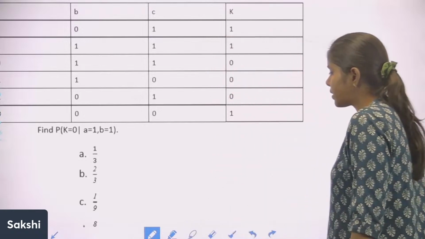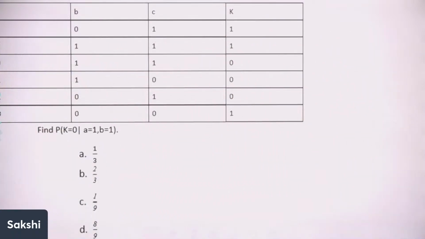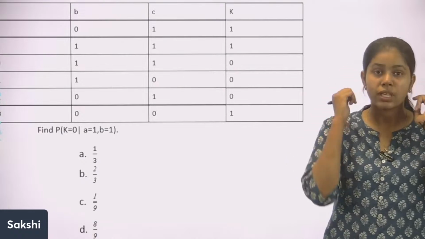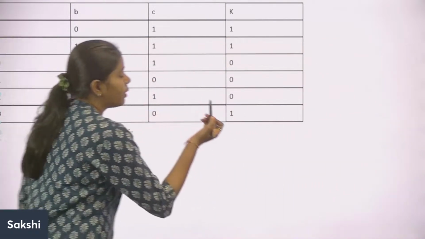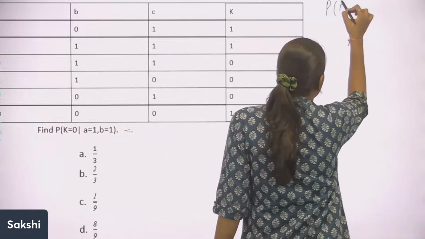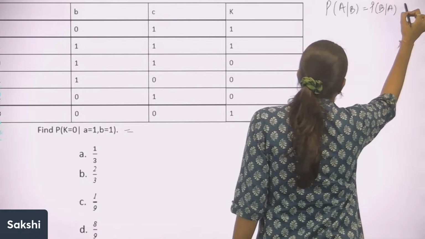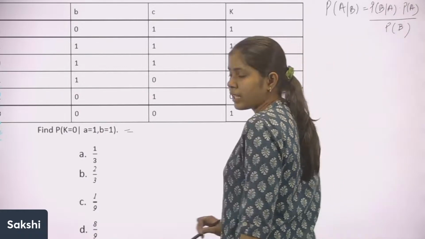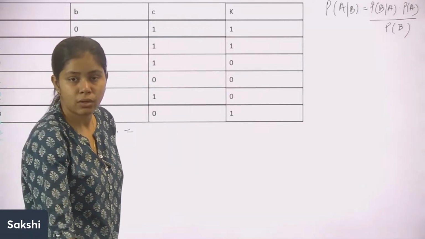So this is the next question, guys, and this is a little bit different. It says to find out the probability k equals 0 given a equals 1, b equals 1. Now they are particularly asking for the probability, right? So using naive Bayes, you have to find out the probability. What does Bayes algorithm say? Probability a given b is equal to probability b given a into probability of a upon probability of b. So I have to do the same thing here. How would I solve it?